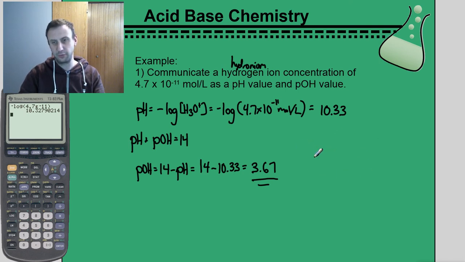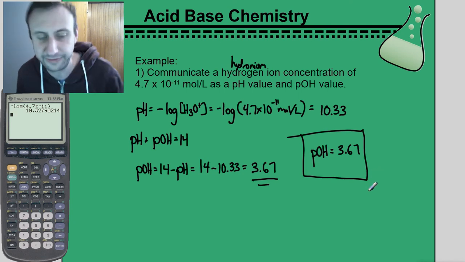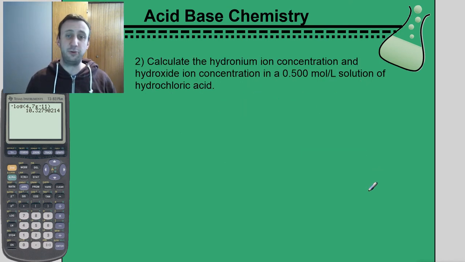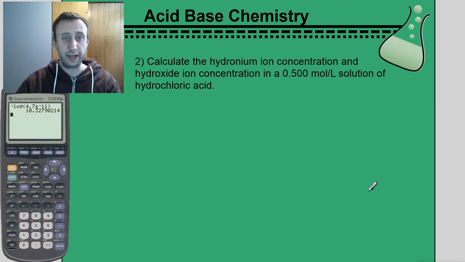Don't like how I wrote that, so I'm writing it again. pOH equals 3.67. Now I do the rectangle. Beautiful. All right, so that's that example. Let's see if you can do this one. So this would be an example that you can try out, see how it goes.